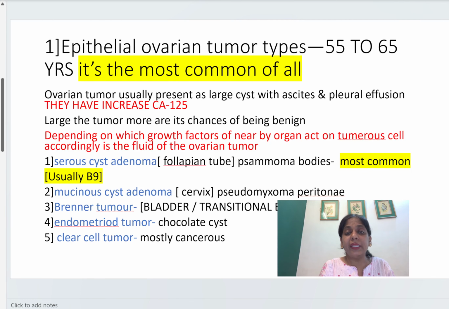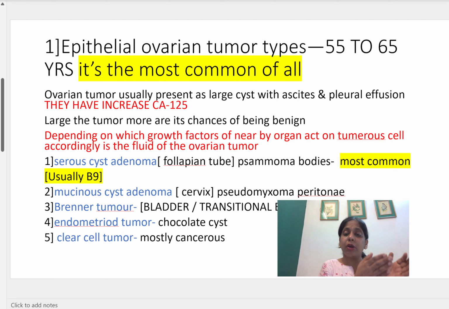Next is epithelial ovarian cancers. These are epithelial ovarian tumors and their subtypes. Two things you have to keep in your mind: these are the tumors which you will find in a 55 to 65 year old lady. Why? As we have discussed, its etiology is increased ovulation compared to the normal lady, and this ovulation will increase by the later age, 50 to 55 years, right?